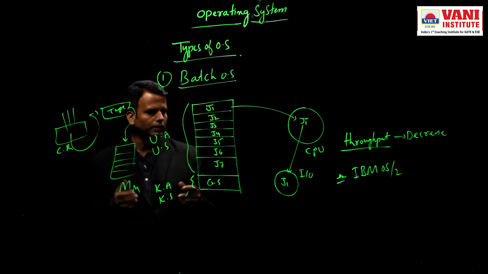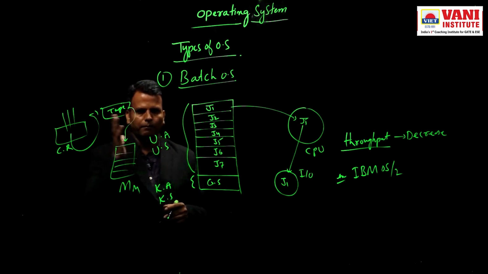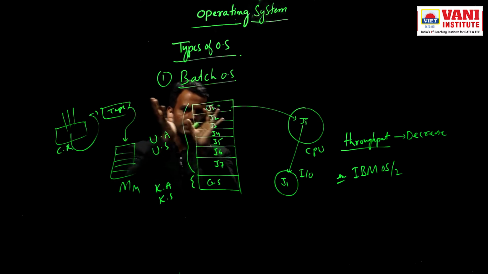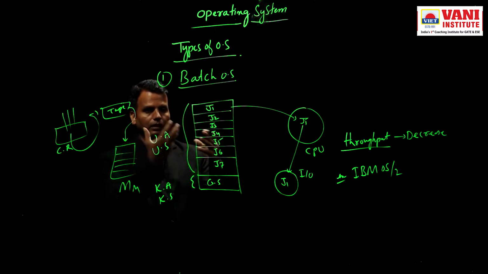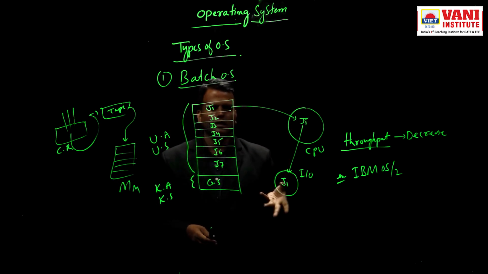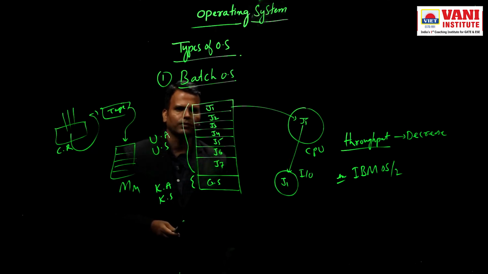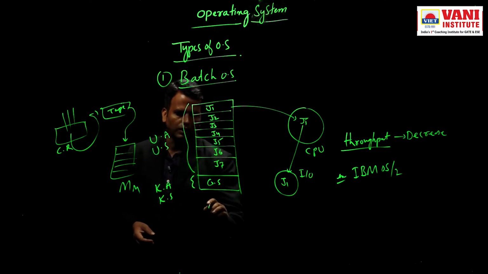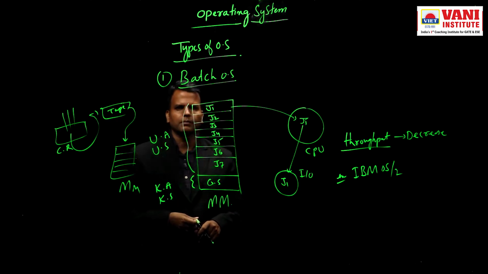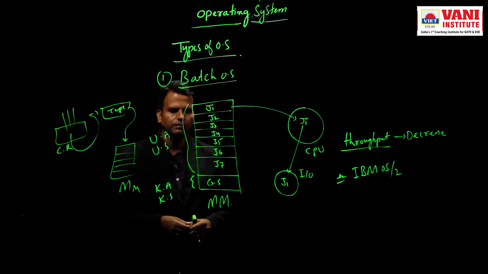So with this, the main thing is: before, there was a lot of manual work before keeping the process inside the main memory, but even after keeping the process inside the main memory, we have seen that the CPU remains idle in the batch operating system. So this is main memory, as I said. Let's see some other types of operating system.